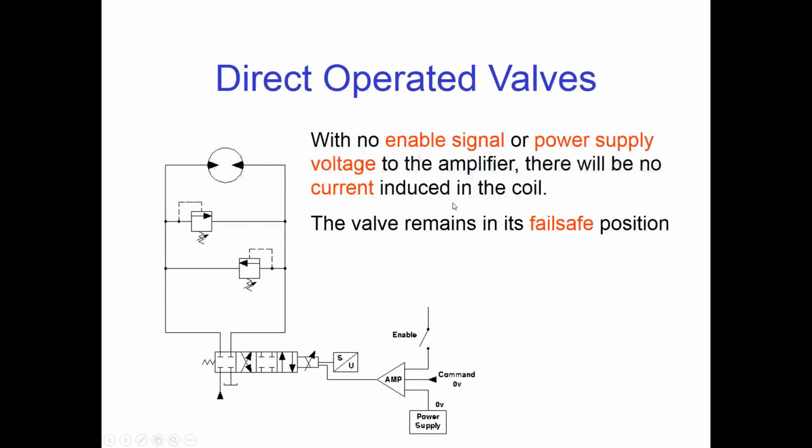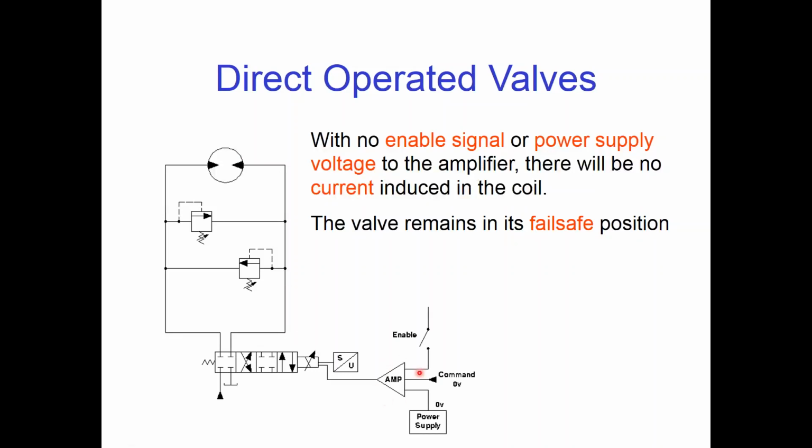If we don't have any enable signal or power supply voltage to the amplifier, of course, there's no current induced in the coil. The valve will stay in whatever fail-safe position it has. And you see this one has the closed fail-safe position, and that blocks all 4 ports. Our hydraulic motor symbol over here, with the flow blocked, our motor will not turn. There won't be any flow path into it or out of the motor.